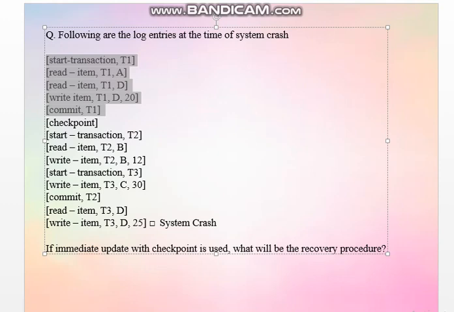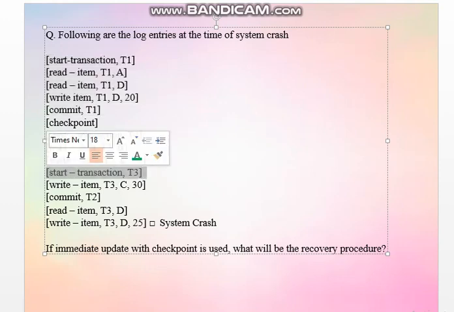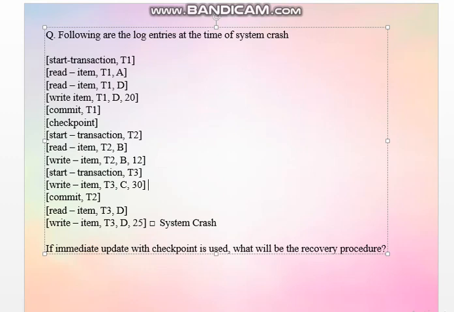Then we have an entry of start transaction T2. Transaction T2 reads the data item B, and writes the data item B. Then, before the commit operation, it starts the third transaction. Transaction T3 reads the data item C, and then the commit of transaction T2 is performed. The reading and writing done in T2 are permanently stored on the secondary device. Now transaction T3 continues its execution, and then the system crashes at this particular time.